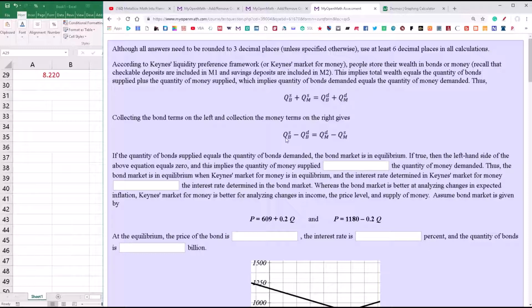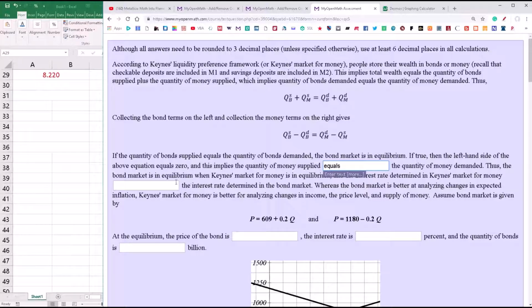Rearranging, we get this identity. If the bond market's in equilibrium, this is zero, which implies that the money market's in equilibrium, because the quantity demanded for money is going to be equal to the quantity supplied of money when this left-hand side is zero. We talked about this in the previous video. If this is equal to zero, then this side is equal to zero, which implies the quantity supplied for money is equal to the quantity of money demanded.